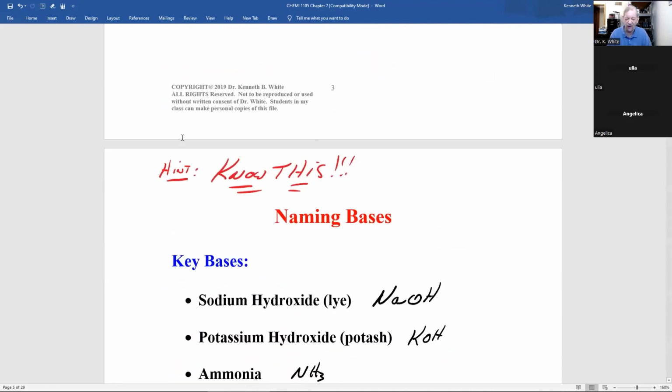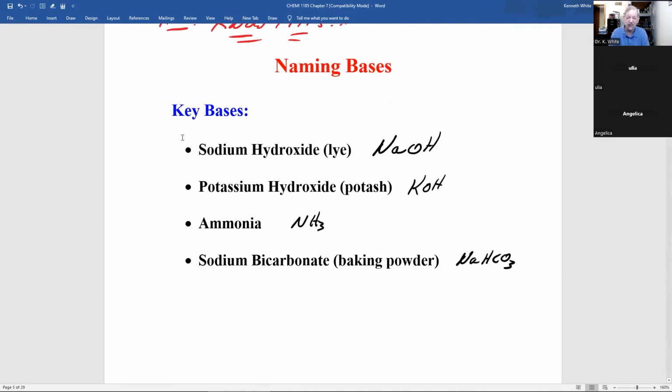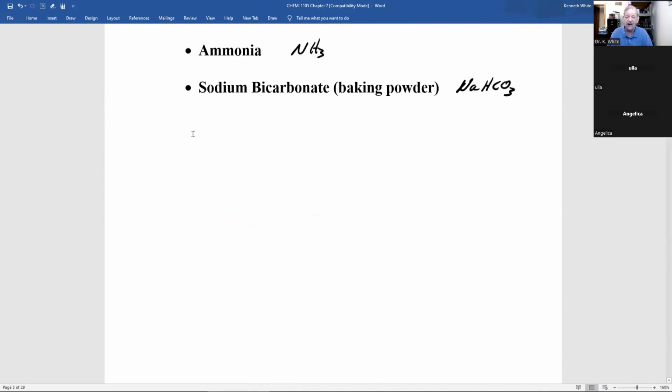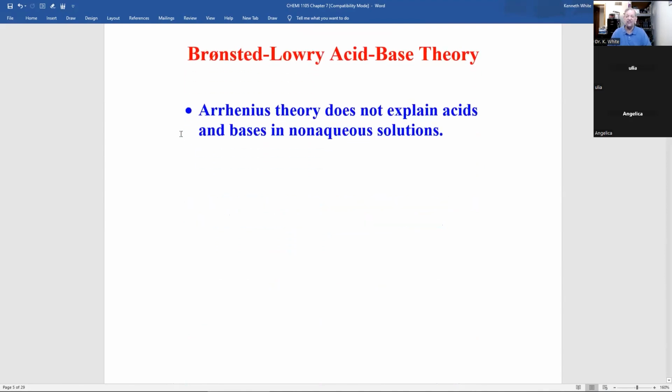Now, if we go to bases, sodium hydroxide, potassium hydroxide, ammonia, and sodium bicarbonate are all proton acceptors, Brønsted-Lowry bases. One of the important things about the Brønsted-Lowry theory of acid base: what was an acid under the Arrhenius theory is also an acid in the Brønsted-Lowry theory. What was a base in the Arrhenius theory is also a base in the Brønsted-Lowry theory.